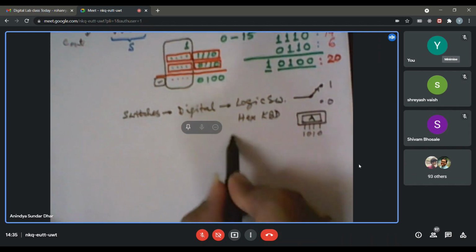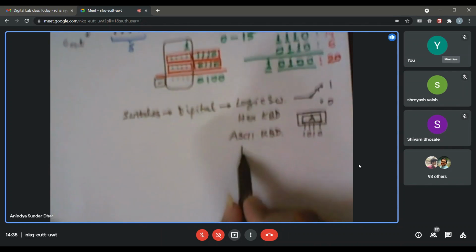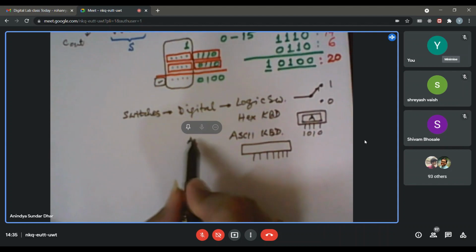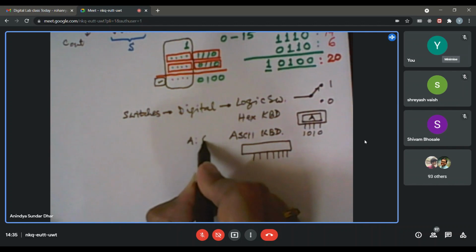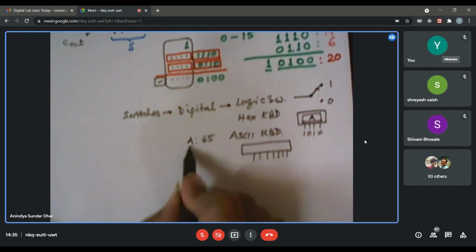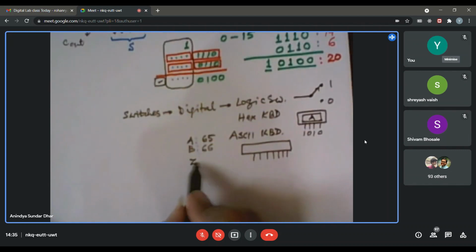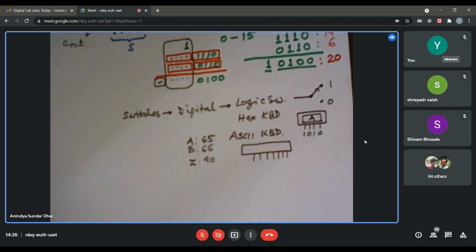Other than that, there is another one called an ASCII keyboard or ASCII keypad. The basic difference is that rather than a 4-bit code, it will provide you with a 7-bit ASCII code. For example, if you press A on that keyboard, or even on your computer keyboard, it gives something equivalent in decimal to 65. If you press B, you will get decimal 66. If you press capital Z, it will be 90, and so on. From the keyboard, that 7-bit code goes inside your computer and it interprets in that way.